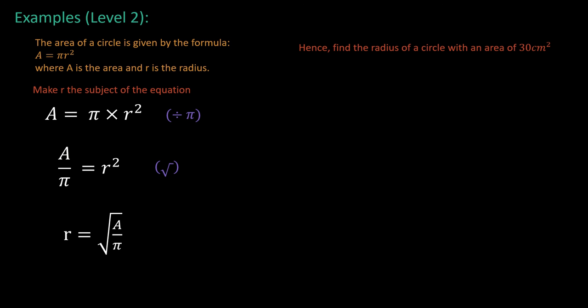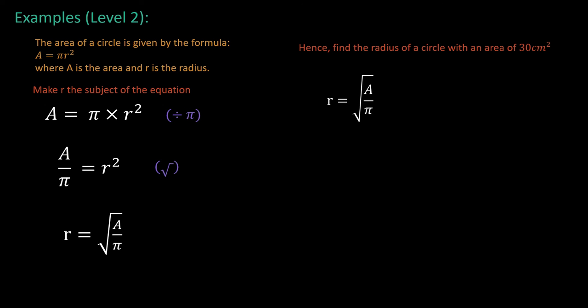Hence, find the radius of a circle with an area of 30 centimeters squared. So in an exam, if you see the word hence, it wants you to use what you found in the previous part of the question. So hence just means we're going to use that r equals the square root of a over pi for this answer, because that's the whole point of rearranging things to make something the subject, is so we can easily find answers asking stuff about them.